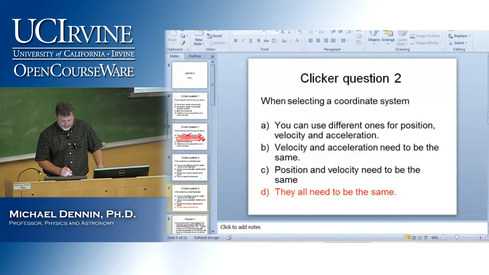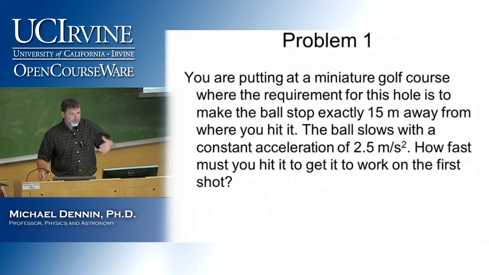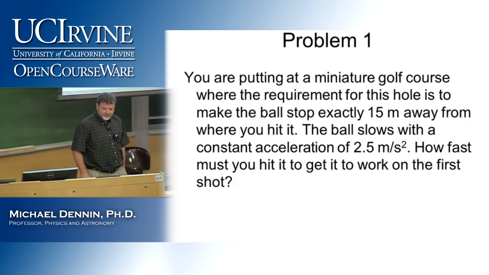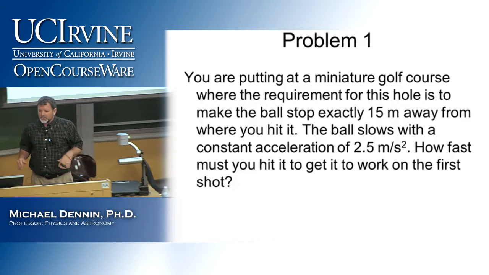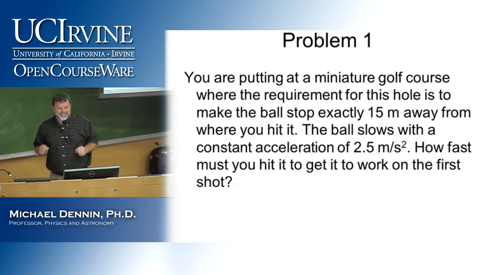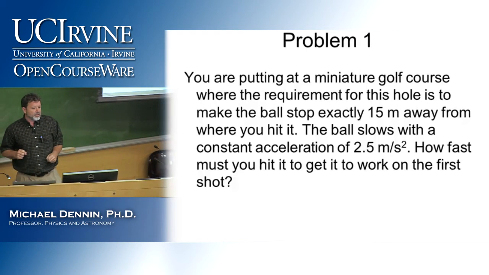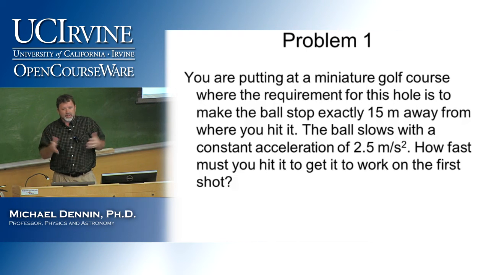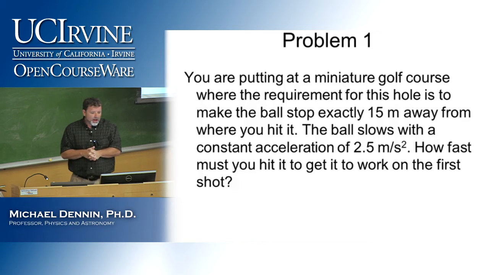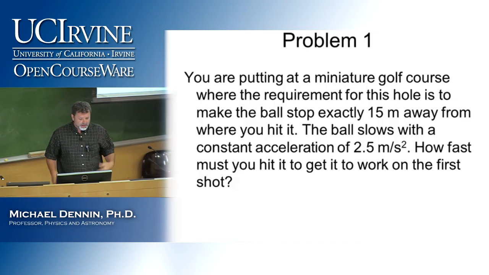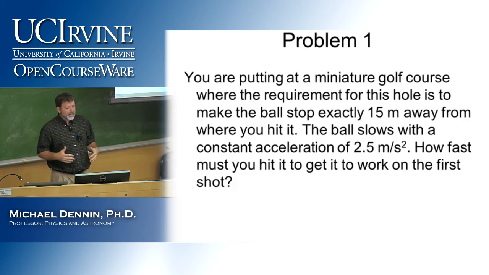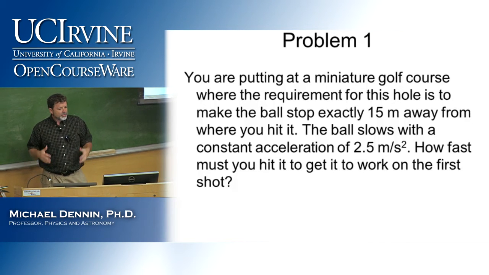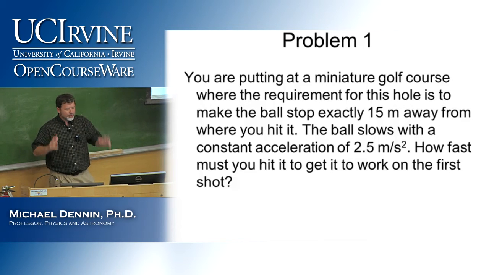So let's go to our first example. Hopefully you noticed it was printed out. We are putting at our miniature golf course. Fun thing to do. And this is a special one. You actually have to get the ball to stop exactly 15 meters away from where you hit it. Otherwise, it doesn't work. Don't ask me how that is, but that's just the way it's designed. The ball has a constant acceleration of 2 meters per second squared in magnitude, and it's slowing down. How fast must you hit it to get it to work on the first shot, meaning you get it to stop right there?